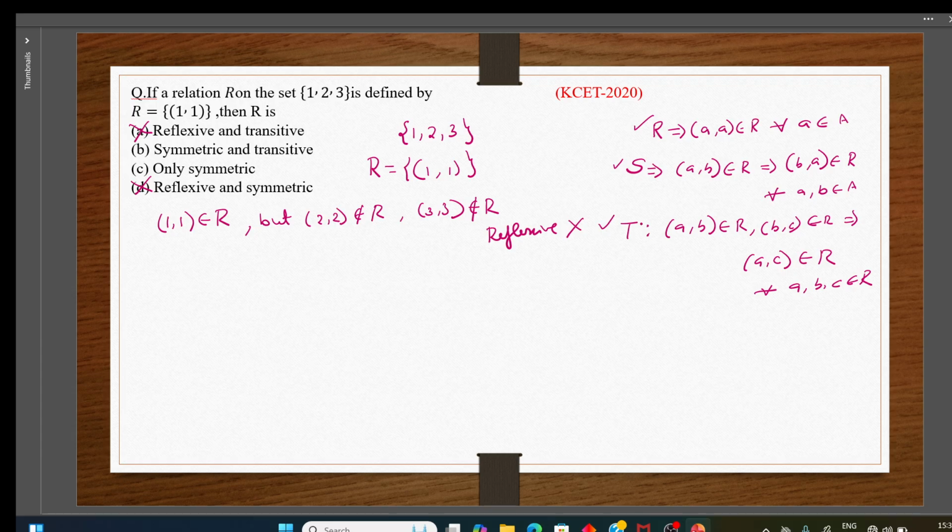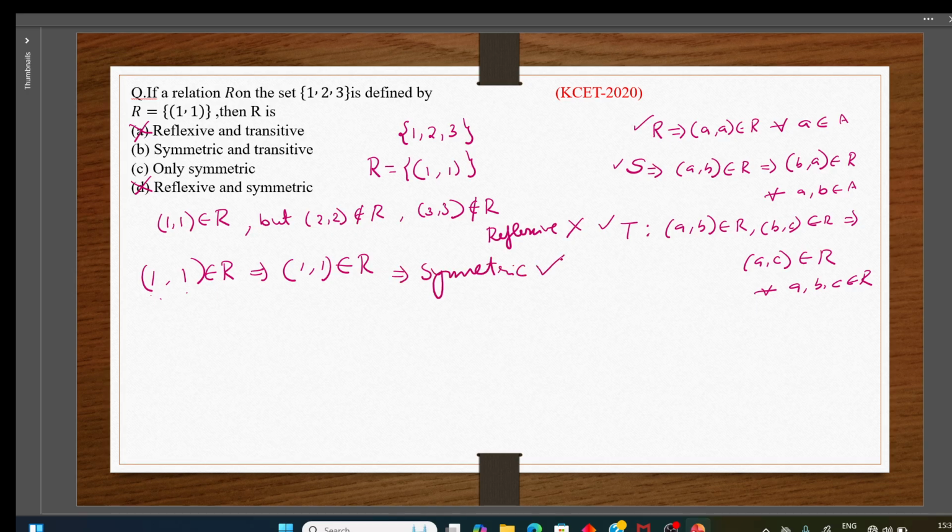Now check symmetric. What is symmetric here? (a, b) belongs to R implies (b, a) belongs to R, for all a, b belonging to set A. So here (1, 1) belongs to R, and it implies its reverse also. Let us consider this as (a, b); then (b, a) is again (1, 1), which belongs to R. So symmetric is satisfied.